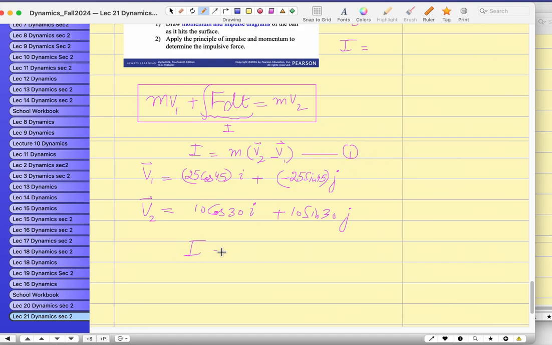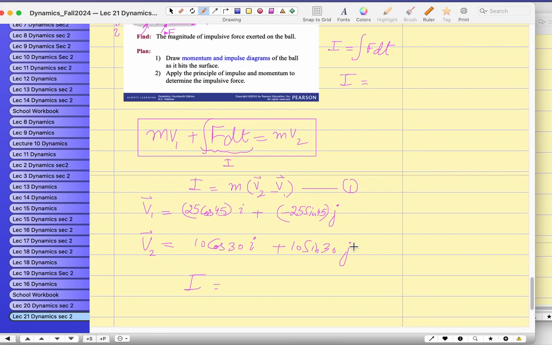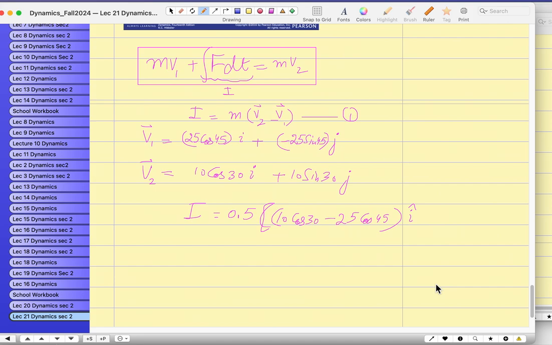So I equals the mass of this ball, which is 0.5 kilogram. So I'm going to write down 0.5, and I will write down individual components. So v2 minus v1: 10 cosine 30 minus 25 cosine 45. This is the i unit vector. You have to subtract corresponding unit vectors. You cannot subtract i from j. You have to subtract j from j.